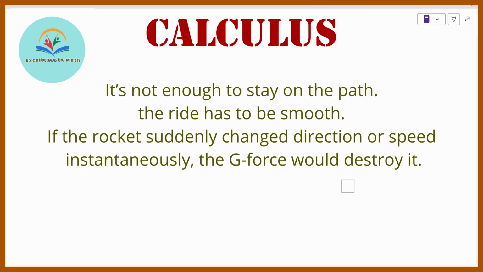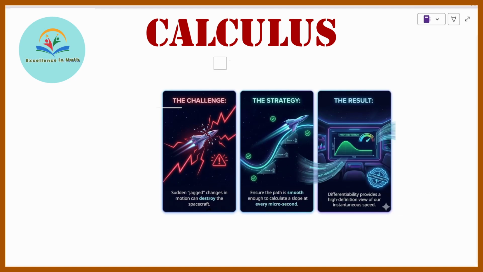If the rocket suddenly changes its direction or speed instantaneously, the gravitational force would destroy it. So in calculus, differentiation is the strategy that ensures the path is smooth enough to calculate the slope at every microsecond. It means there are no sharp corners. If the path is differentiable, we can calculate the instantaneous speed at a given point. The result of this differentiability provides a high definition view of our instantaneous speed.